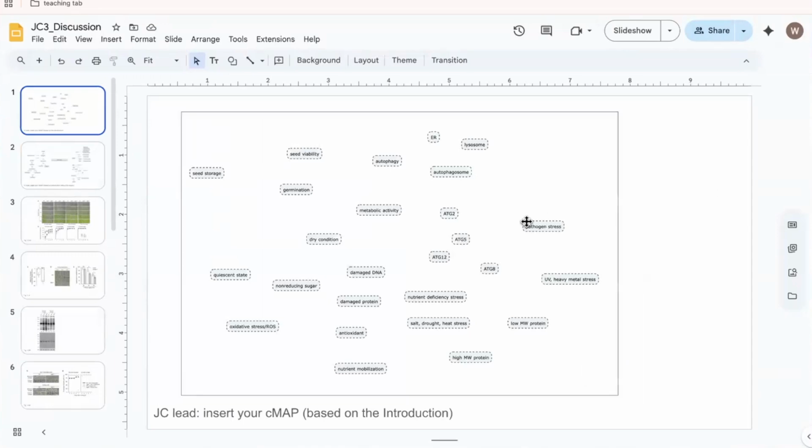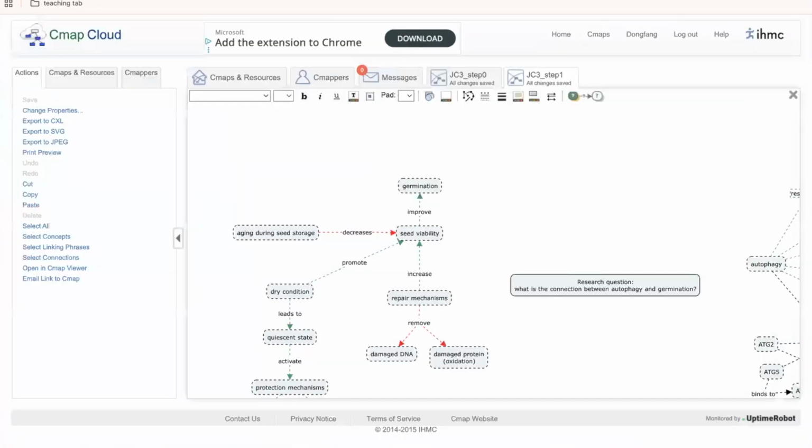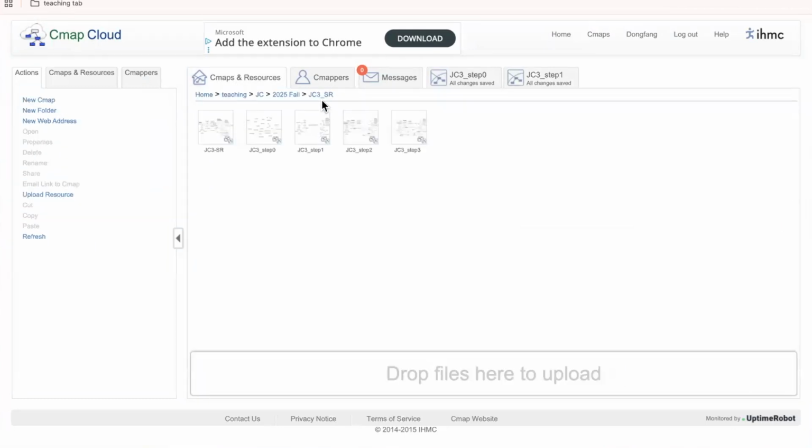So here, the first part is using CMAP. This is called a concept map, and I use the CMAP Cloud platform. I would read the introduction. By the way, this is shared as well. This is a shared folder among the 3 students and myself.